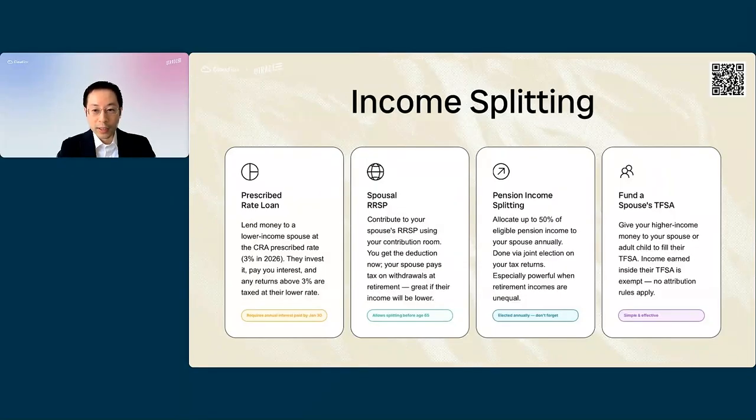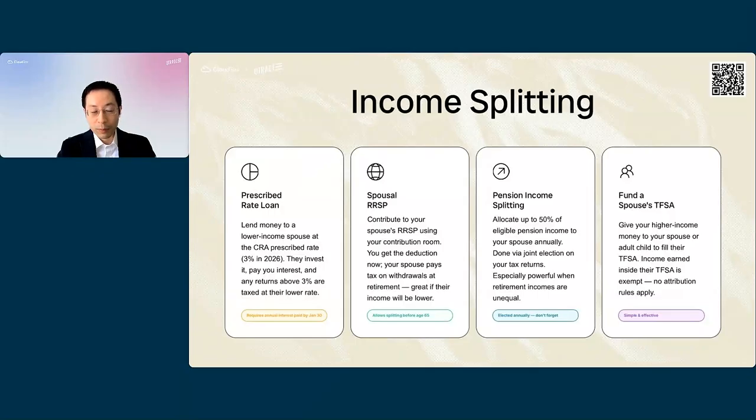The last point on this part is funding your spouse or adult child's TFSA, the tax-free savings account. The benefit of this option is there's no attribution rule within the TFSA. That means the money contributed to the TFSA won't be taxed back to the contributor, even if it's withdrawn within the 3 years, unlike the RSP. The main reason for this is there is no upfront tax benefit in a TFSA, like the RSP. So, they don't have this attribution rule.